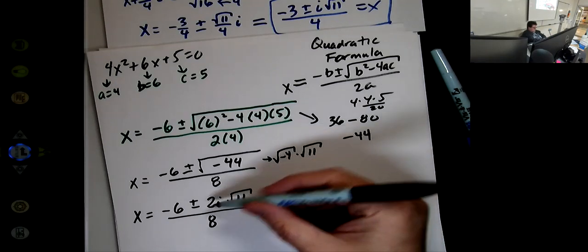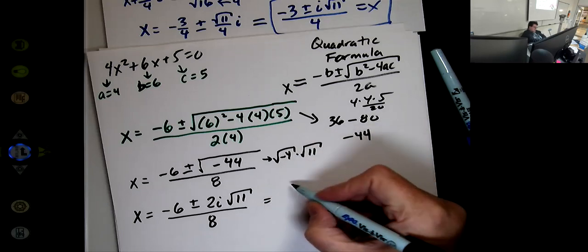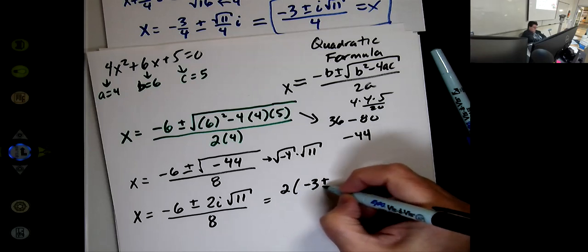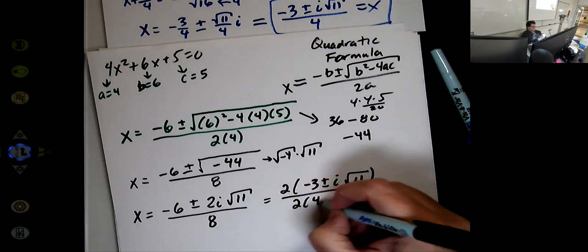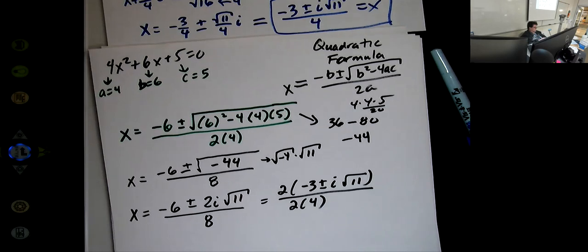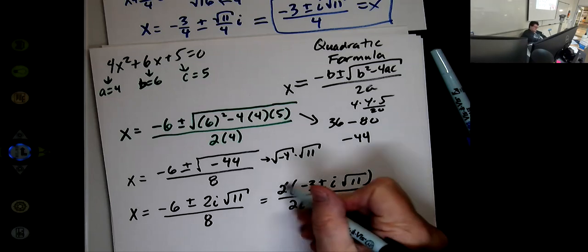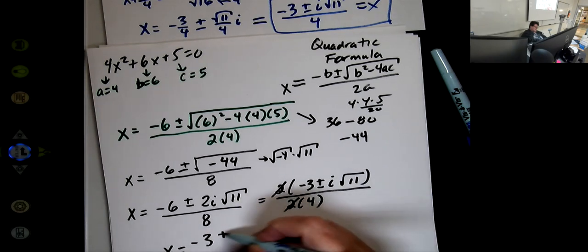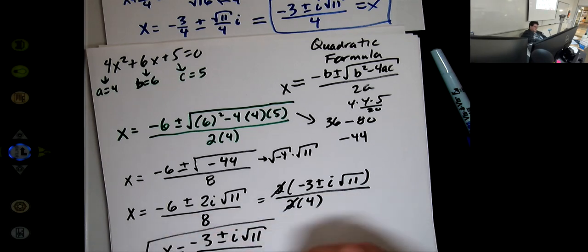So 6, 2, and 8 are all even numbers. I could factor out a 2 here. I could have this as 2 times negative 3 plus or minus i root 11 over 2 times 4. And we cross off a 2. And we get x equals negative 3 plus or minus i root 11 all over 4, just like we got doing completing the square.